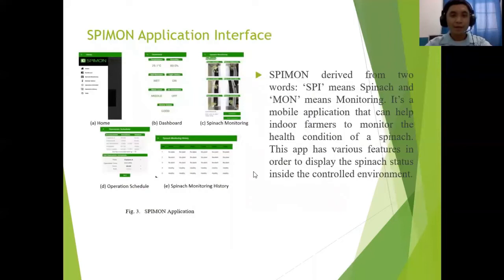Here is the Spyman application interface. Spyman derived from 2 words: Spy means spinach and Mon means monitoring. It is a mobile application that can help indoor farmers to monitor the health condition of the spinach. This app has various features in order to display the spinach status inside the controlled environment.